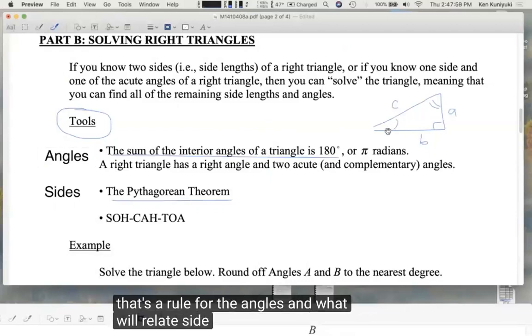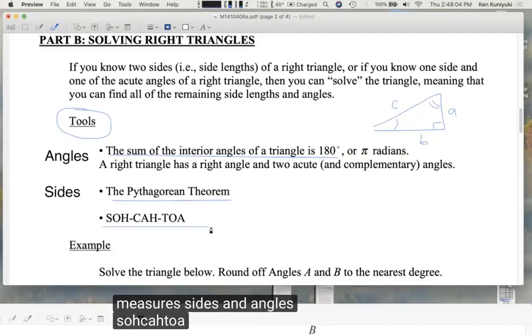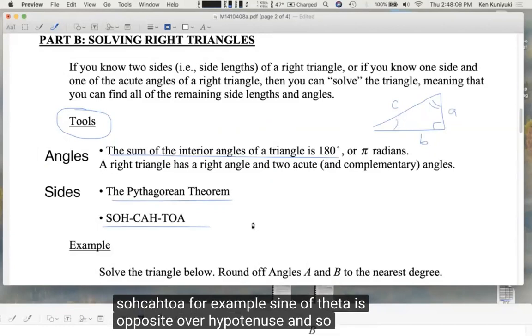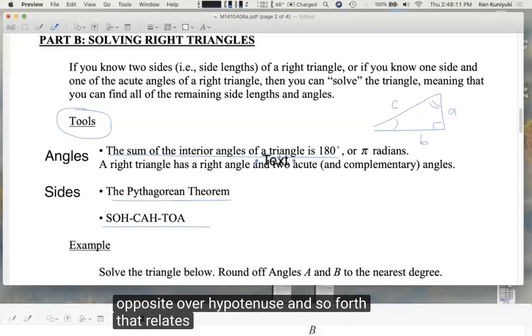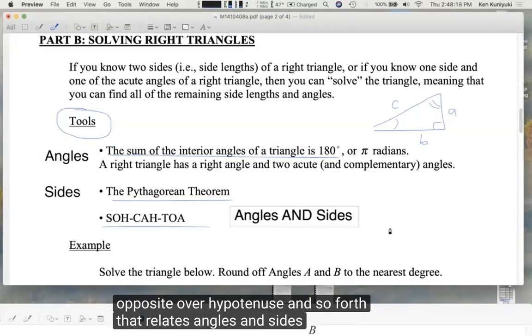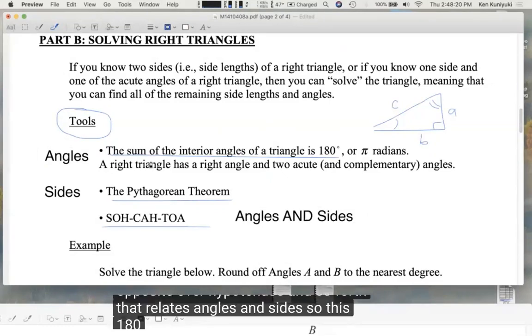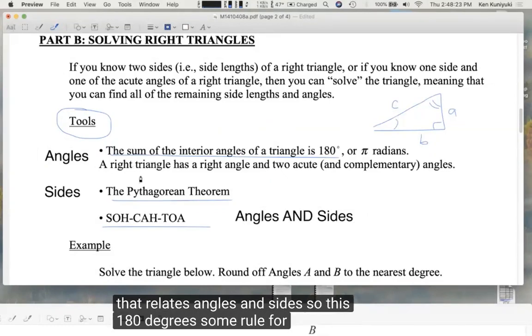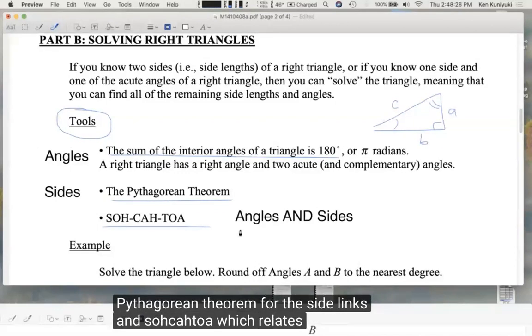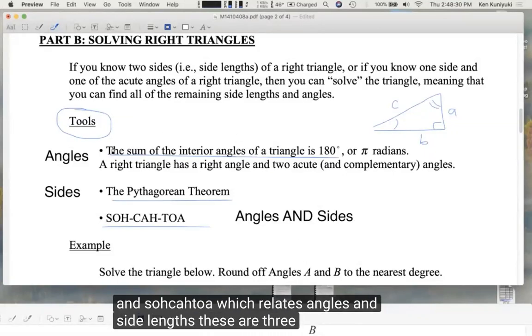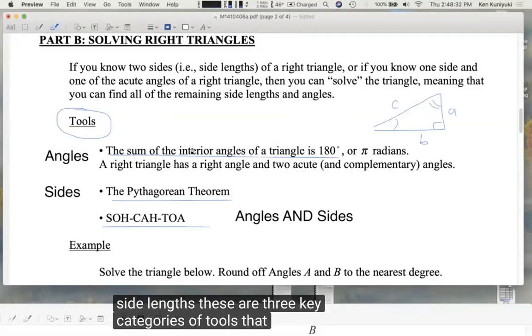And what will relate side lengths and angle measures, sides and angles? SOHCAHTOA. For example, sine of theta is opposite over hypotenuse, and so forth. That relates angles and sides. So this 180 degree sum rule for angles, the Pythagorean theorem for the side lengths, and SOHCAHTOA, which relates angles and side lengths, these are 3 key categories of tools that we're going to use.